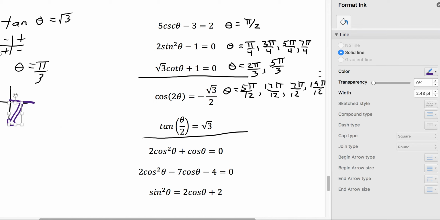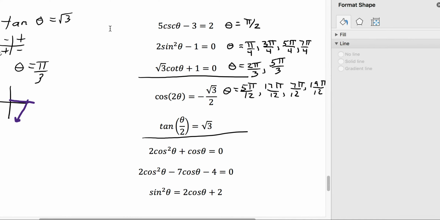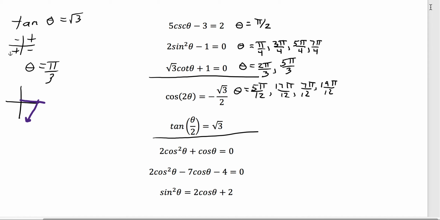Okay, so sorry about that. Let me get rid of that. All right. Okay, so 4 pi over 3, I'm going to leave that. That's not wanting to erase there. We'll just pretend like I did. 4 pi over 3 will be the second answer.